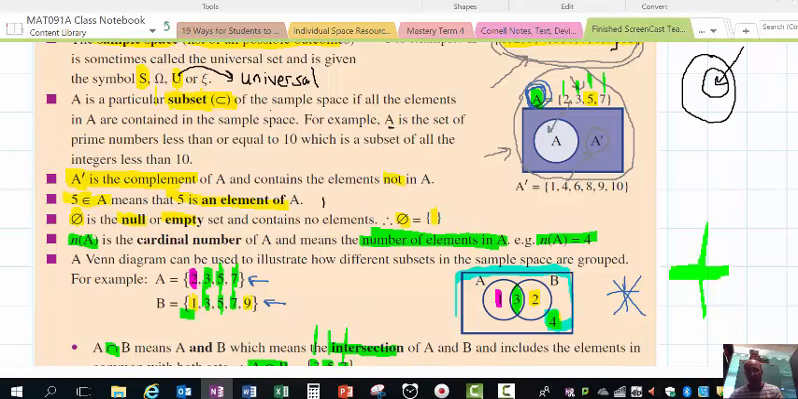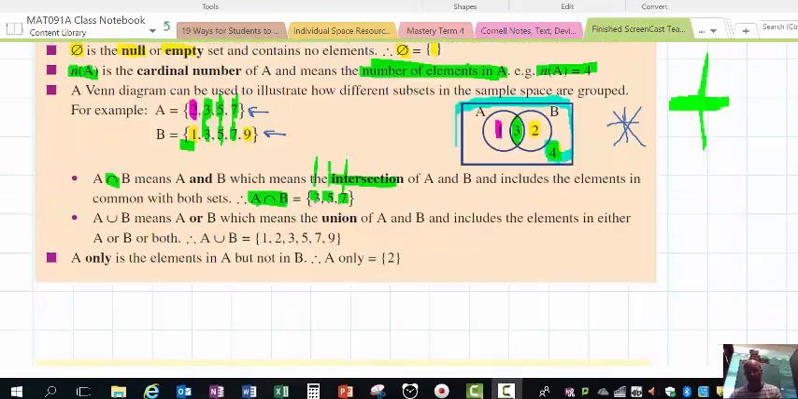Okay, so you might need to rewind this video because there's a lot of detail there. If you do need to rewind the video, please take responsibility and do that.